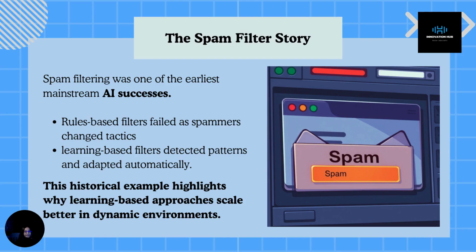Then came machine learning. Instead of relying on fixed rules, the system started learning patterns from data. It looked at thousands of emails that were marked as spam and learned what they had in common. So when new types of spam appeared, the system could still detect them without needing a human to update the rules. This is a perfect example of why learning-based systems are much more effective in environments that are constantly changing.